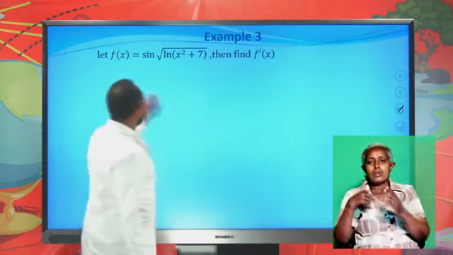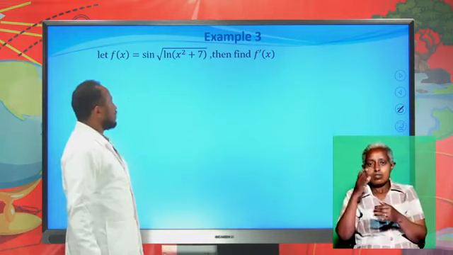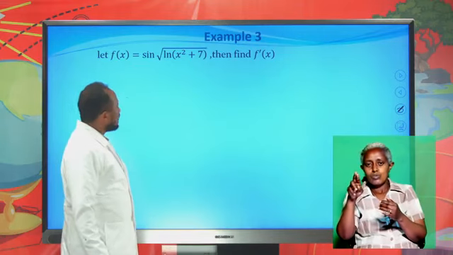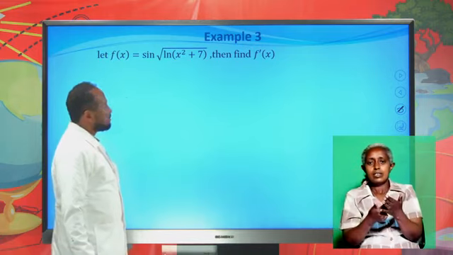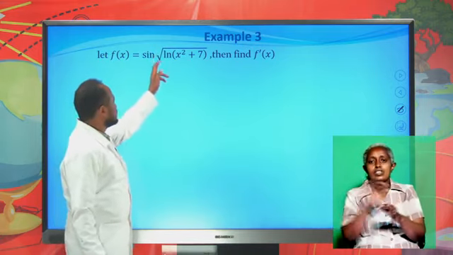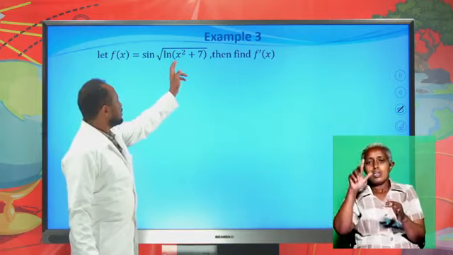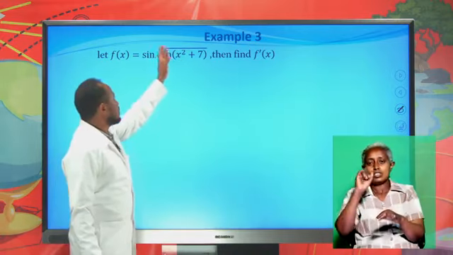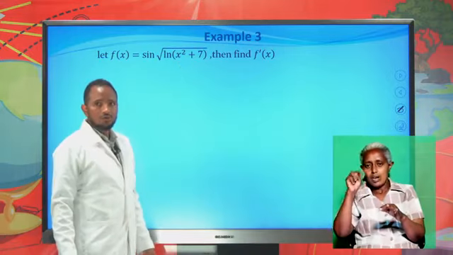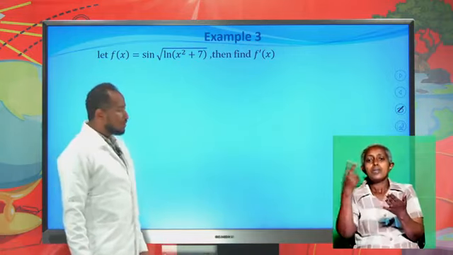We have this one. Let f of x be sine of the square root of ln of x squared plus 7. Here we have 4 functions: sine, the square root, ln, and polynomial. 1, 2, 3, 4. So applying the chain rule, you will have this.